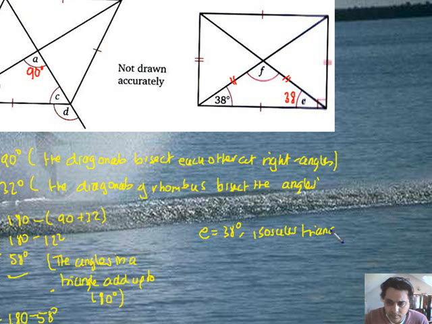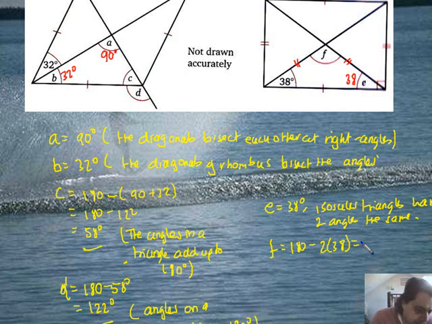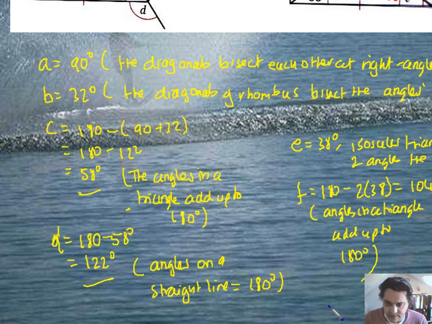Isosceles triangles have two angles the same. And F, well, if it's an isosceles triangle, I take away these two 38s from 180. It'll be 180 take away two lots of 38. We jump straight into an answer there. So I've got 180 take away two 38s are 76. That gives me 104 degrees. So what's the reason? Angles in a triangle add up to 180 degrees. That's what I want to say about that.